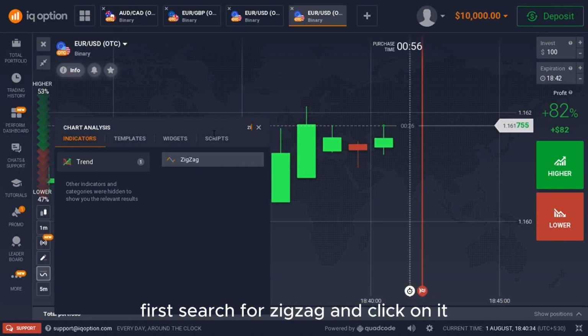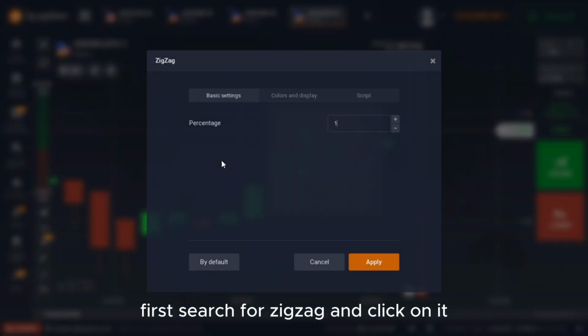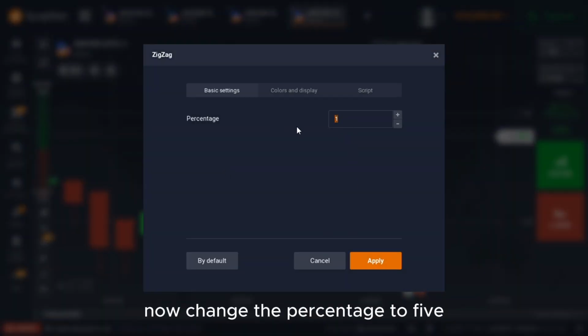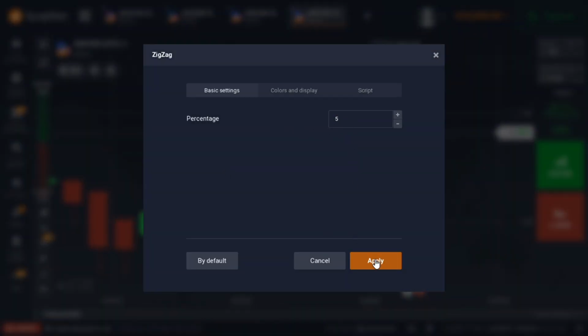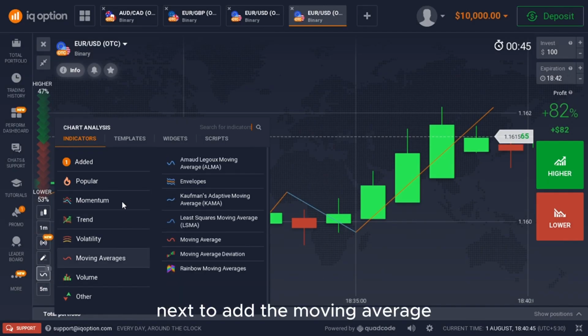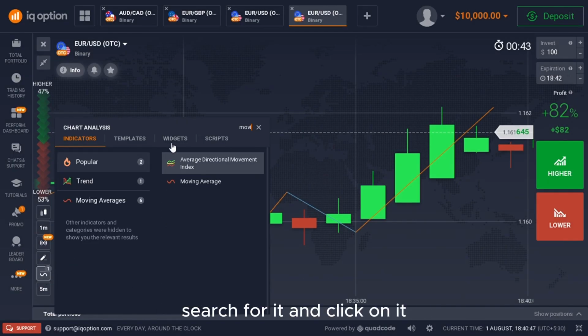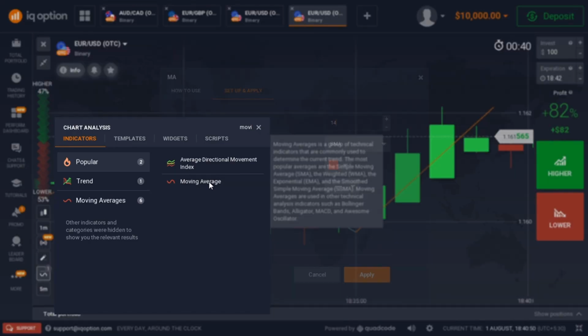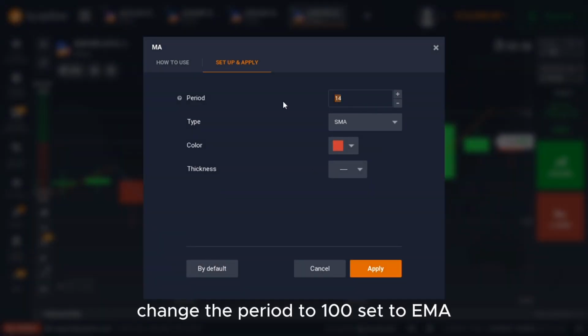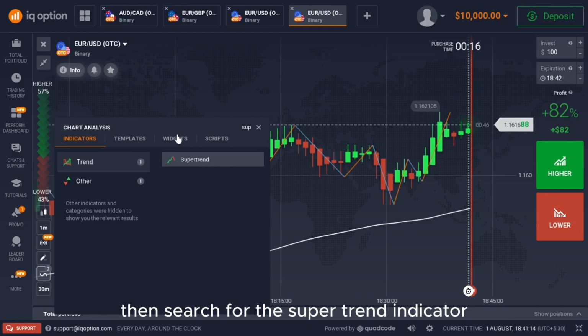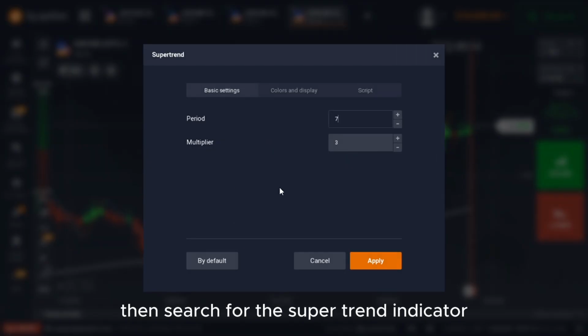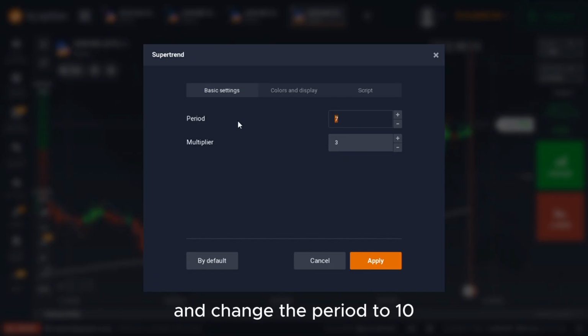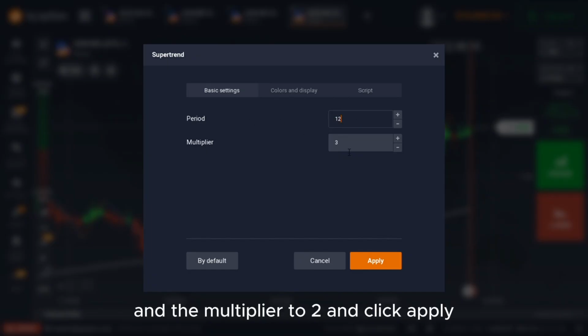First, search for zigzag and click on it. Now, change the percentage to 5. Next, to add the moving average, search for it and click on it. Change the period to 100, set to EMA, then search for the super trend indicator and change the period to 10 and the multiplier to 2 and click apply.